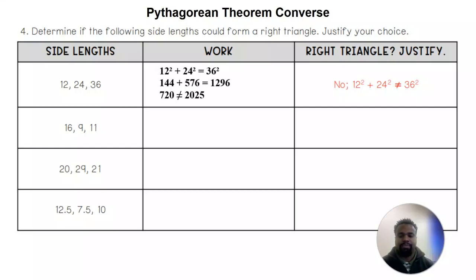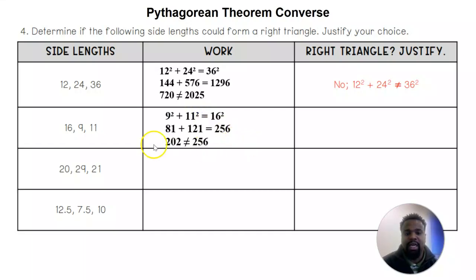All right, let's look at this one. 9 squared plus 11 squared equals 16 squared. 9 squared is 81, 11 squared is 121, and 16 squared is 256. If we do 81 plus 121, that gives you 202. 202 is not equal to 256, so therefore it is not a right triangle.